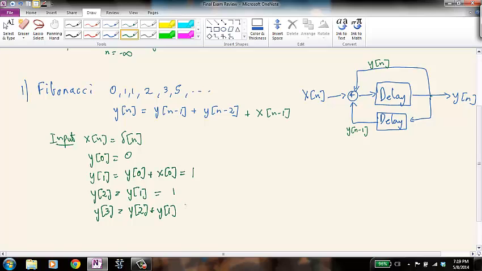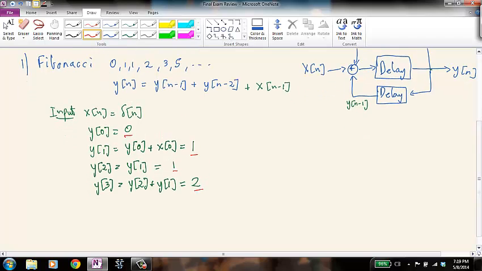So by now, for y in later time, x has no contribution, right? Because that was just a delta function. So y of 3 is y of 2 plus y of 1, both of which are non-zero. So you get 2, and you see that you're getting the Fibonacci series again: 0, 1, 1, 2, 3. So the impulse response of this system is exactly the Fibonacci sequence. Okay. And now let's see what we can learn about the sequence using the Z transform.